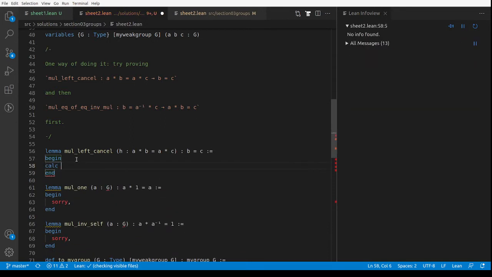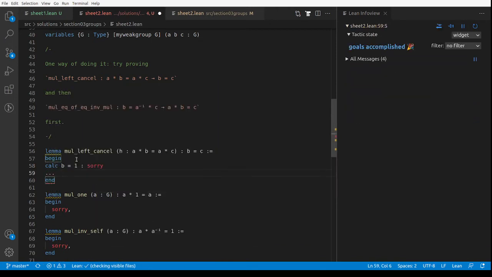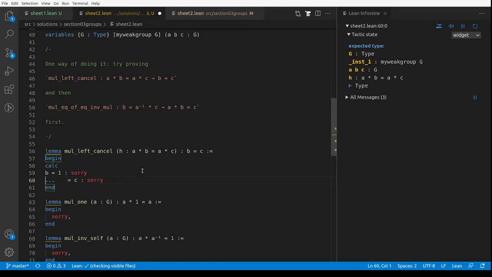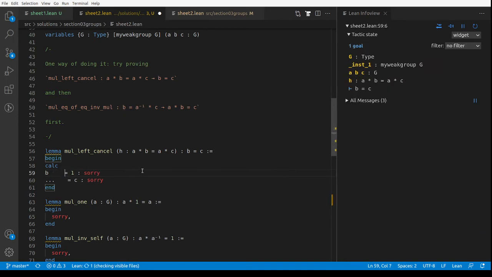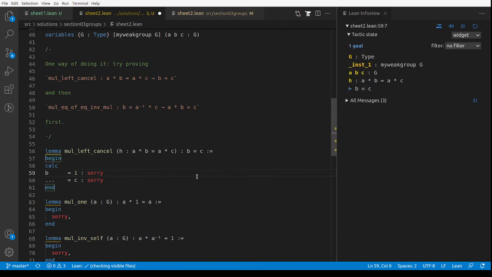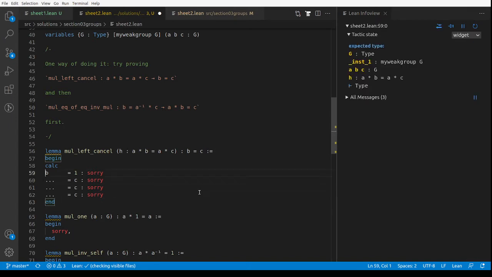Let me just set it up. B equals whatever, sorry, equals C, sorry, there. I always like to start off by setting up the calc tactic. We can go down like this. There we go. Let's put some spaces here. Okay. So the idea is that we're going to do lots of lines like this. We're going to argue.